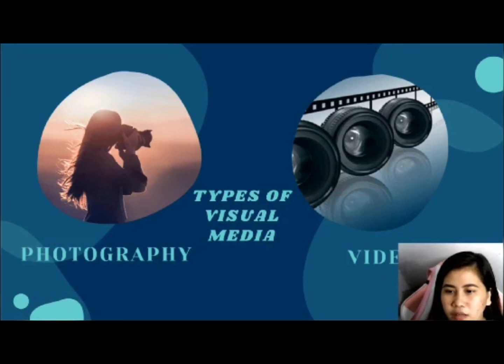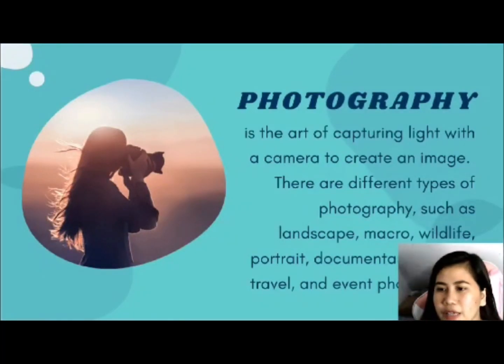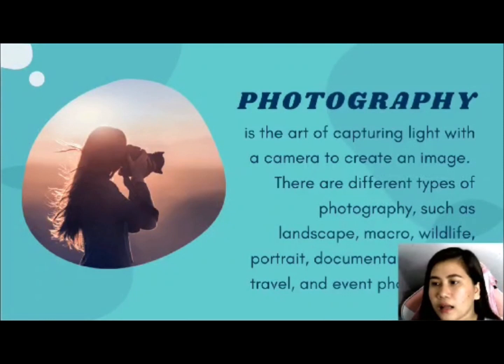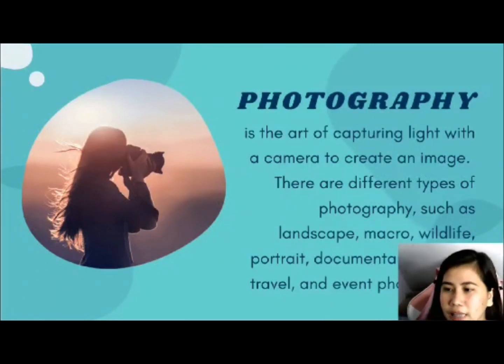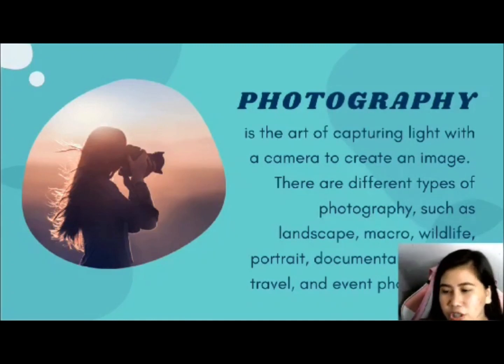Now, there are 4 types of visual media. The first 2 are photography and video. So first is photography. Photography is the art of capturing light with a camera to create an image. These are the different types of photography such as landscape, macro, wildlife, portrait, documentary, fashion, travel, and event photography.